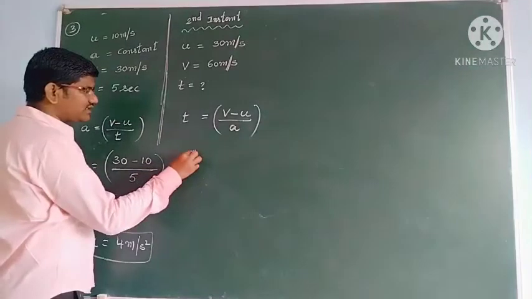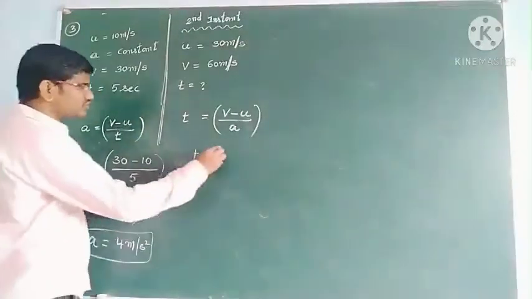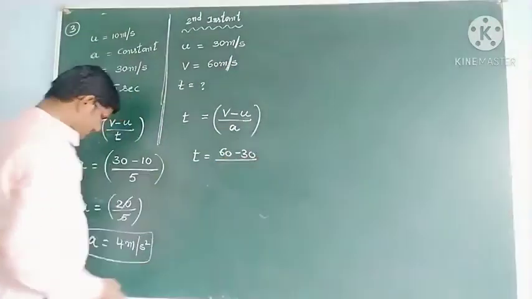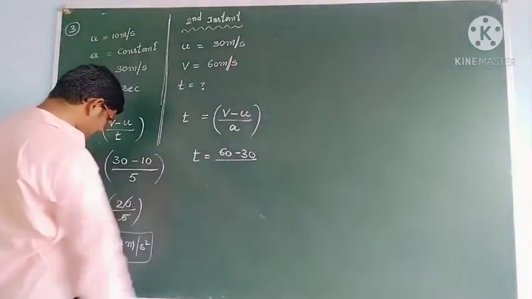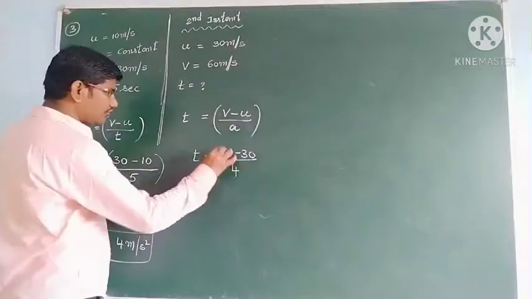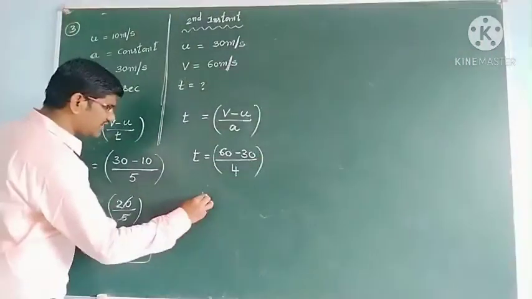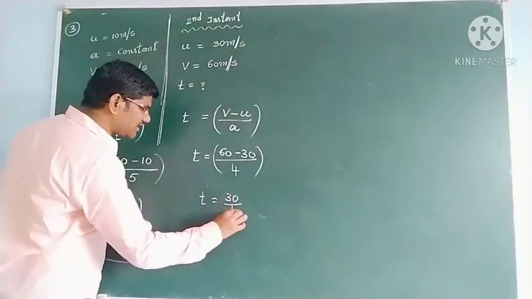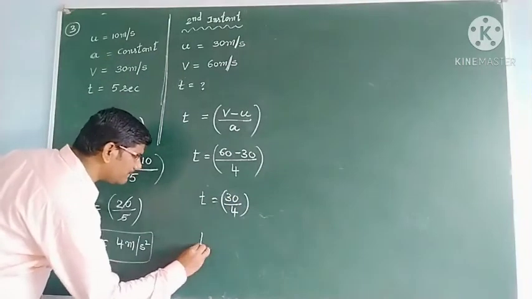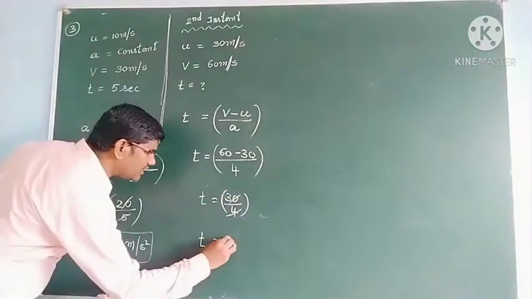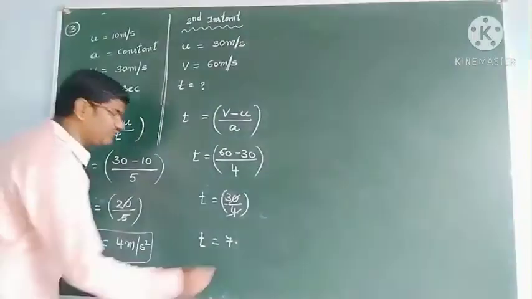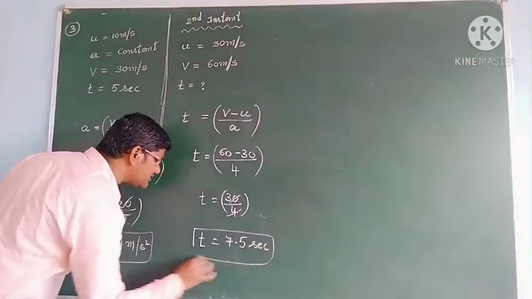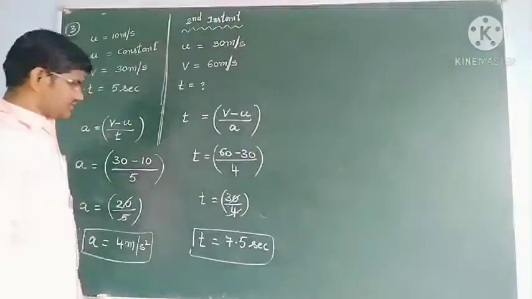then t is equal to, so v is 60, with an initial velocity of 30 and with an acceleration of, how much is that, 4. Okay students, then t is equal to 60 minus 30, you have 30 by 4. So 4 7s are 28 and 4 5s are, so 7.5 seconds is the answer. So this is the answer students.